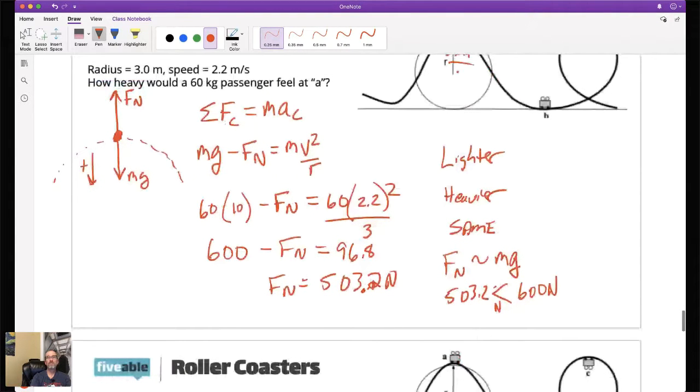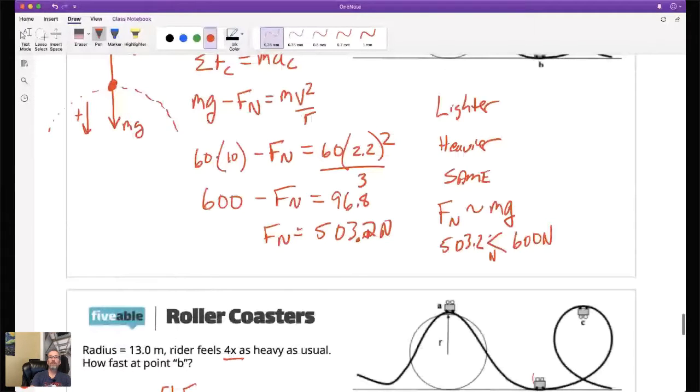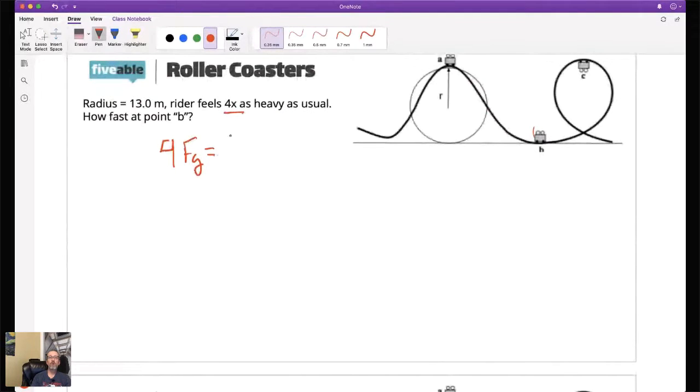We've got just enough time to finish these two, and then you guys are going to be awesome here. At letter B, the rider feels 4 times as heavy as usual. How in the world do I do this? So this would be 4 times the force of gravity. Remember that our rider was 60 kilograms. And so here I want to do 4 times 60 kilograms times 10. Now, why do I do that? Because remember, Fg is really mg, so this would be 4 times mg.